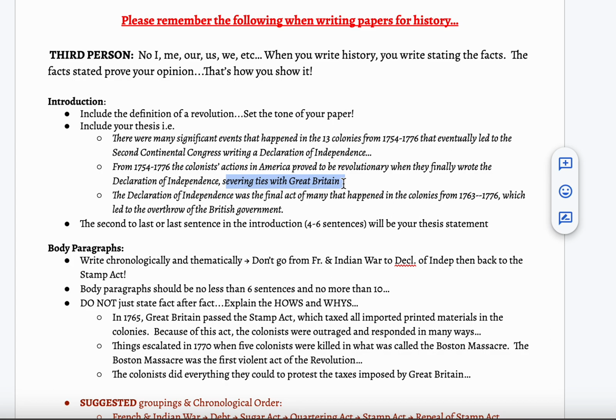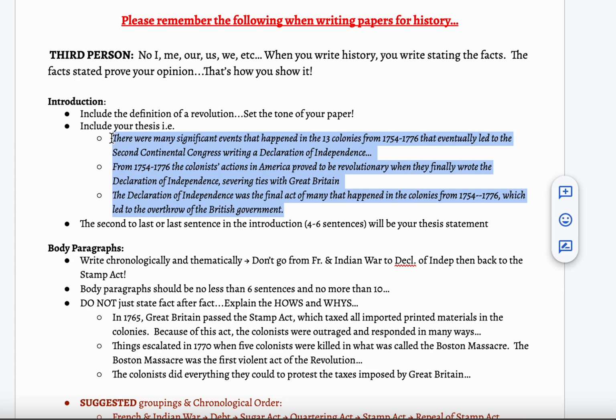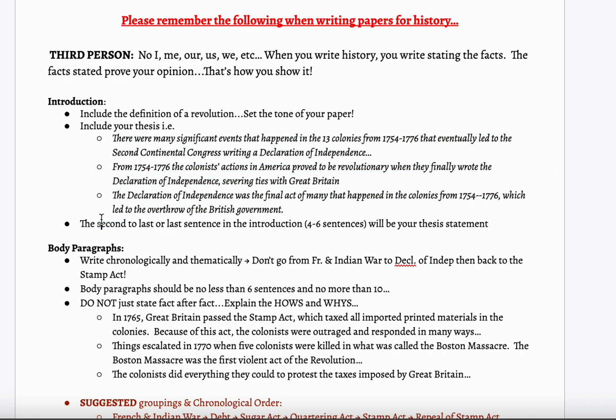The third one: the Declaration of Independence was the final act of many that happened in the colonies from 1763 to 1776. All right, I get it. Which led to the overthrow of the British government. These are great thesis ideas. Come up with your own based off of this. Basically, in a history essay, the second to last or last sentence in your introduction, which is about 4 to 6 sentences, will be your thesis statement.